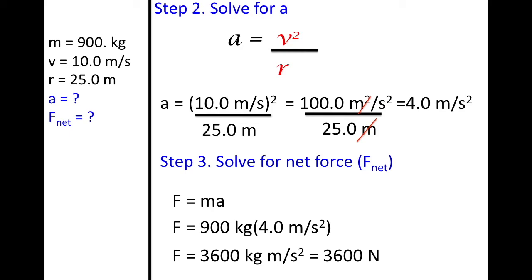Then all we need to do is step 3, solve for the net force. And we are using force equals mass times acceleration. We plug our mass in, and we plug in our acceleration, and we get an answer of 3,600 newtons.